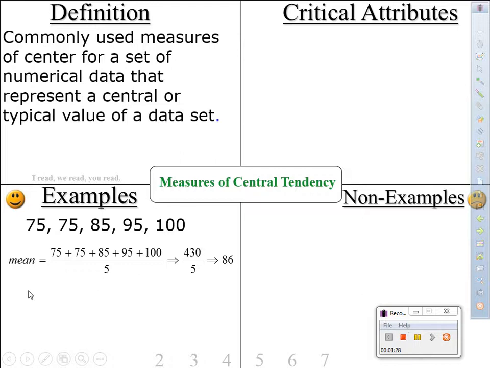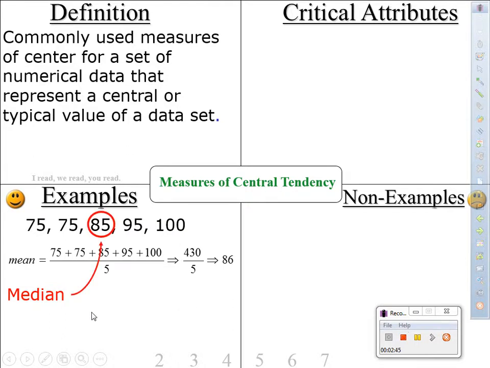The second measure of central tendency is known as the median. How do we find the median? Once we arrange the data from lowest to greatest, the number in the center of the data is the median. So in this case, what would be our median? 85. So make sure you draw an arrow and point to that, or circle it.